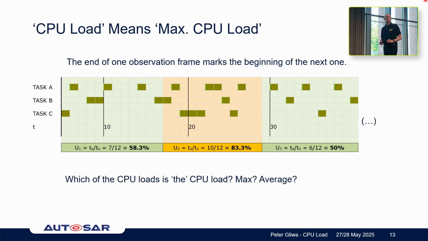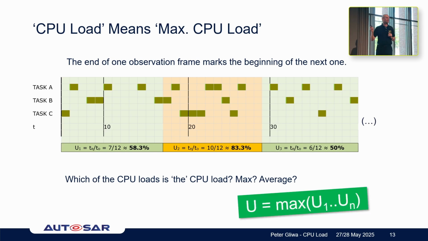Now, question. Which CPU load are you going to report to your manager now? Is it average? Maximum? Well, actually, we are building embedded systems, real-time embedded systems. And they should work in any case, also in the kind of worst case, right? So you should always, when building embedded systems, always think worst case. So definitely we're going to report the maximum in here.